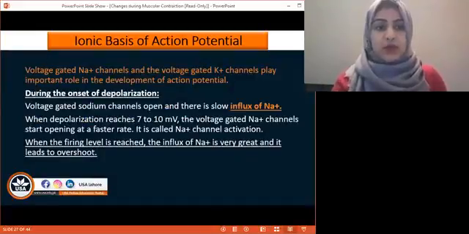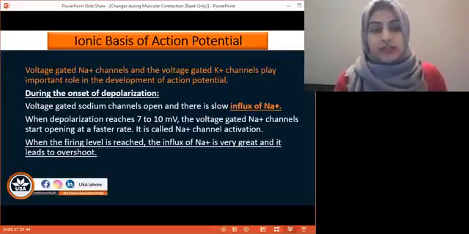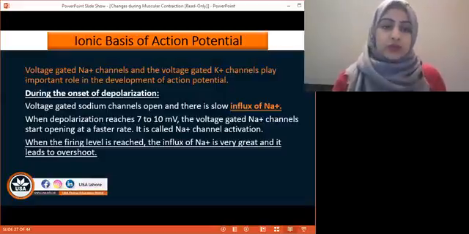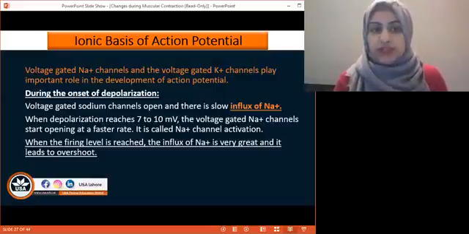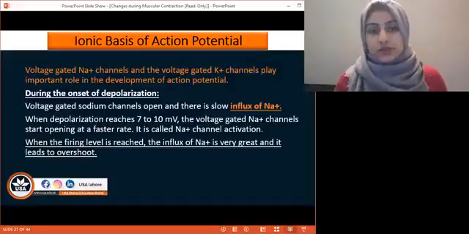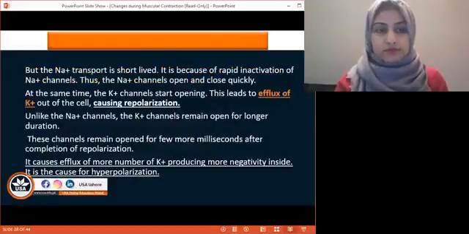So now we will discuss the ionic basis of action potential. Basically, the voltage-gated sodium channels and the voltage-gated potassium channels play an important role in the development of action potential. During the onset of depolarization, the voltage-gated sodium channels open and there is a slow influx of sodium ions. When the depolarization reaches 7 to 10 millivolts, the voltage-gated sodium channels start opening at a faster rate. It is called sodium channel activation. When the firing level is reached, the influx of sodium is very great and it leads to overshoot.